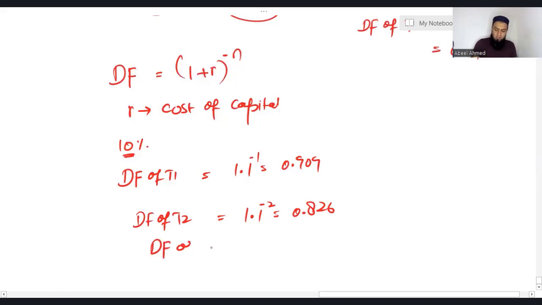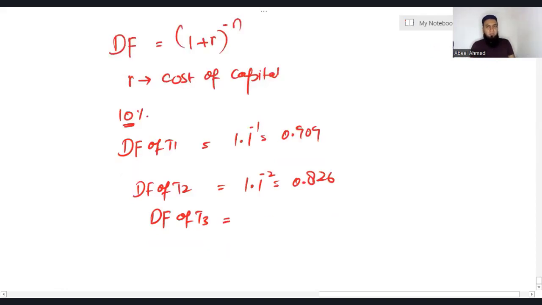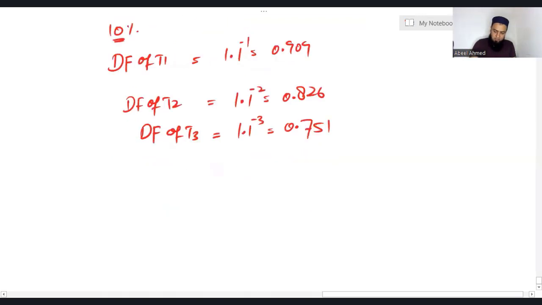Obviously, when we'll be doing complete questions on Excel, you don't need these discount factors. The shortcut of NPV is available. By using that shortcut, you can directly calculate NPV. How do we apply that shortcut? We'll discuss, don't worry at all. So discount factor of T3. So this is how we calculate the discount factor of different years. Okay, now let's move.